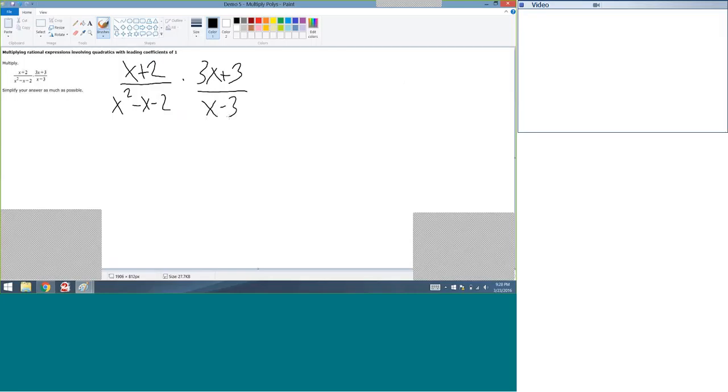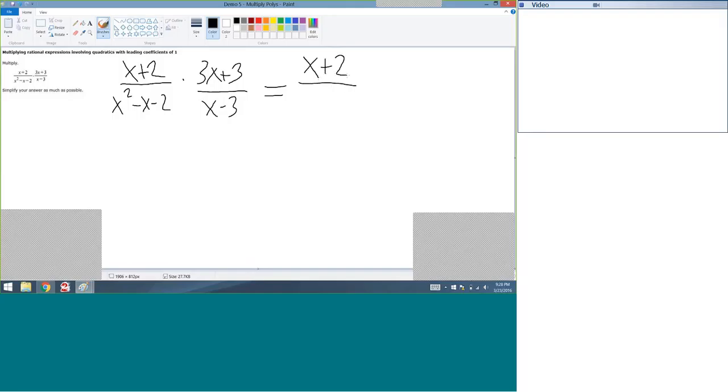The easiest way to see if we're going to have anything to cross-reduce before just trying to multiply this, because we're going to have huge numbers if we try to multiply it now, the best thing to do is to go to each part separately, each numerator and denominator separately, and see if there's anything we could factor or simplify first before trying to multiply. So with this first one, the x plus 2, there's nothing really that can be done, so that one is going to stay the same.